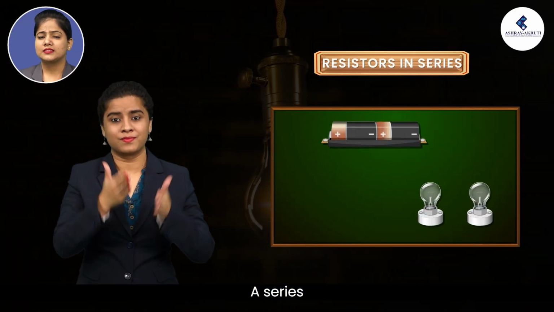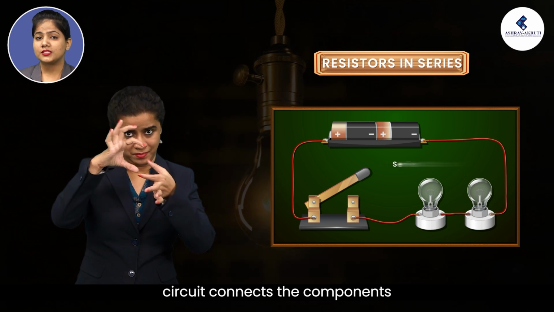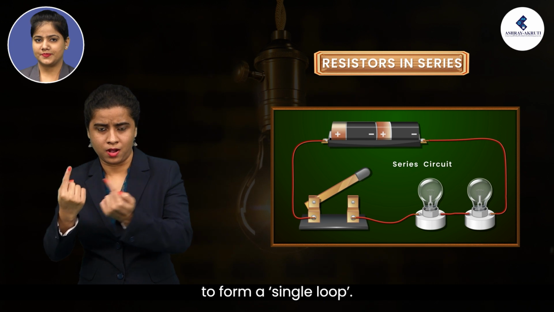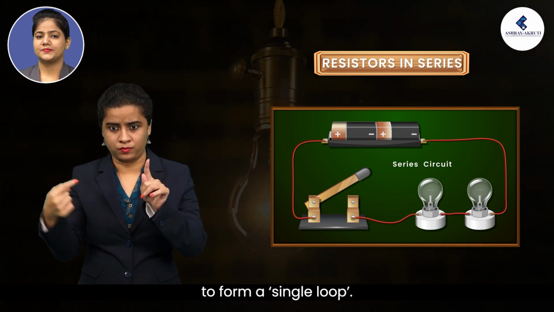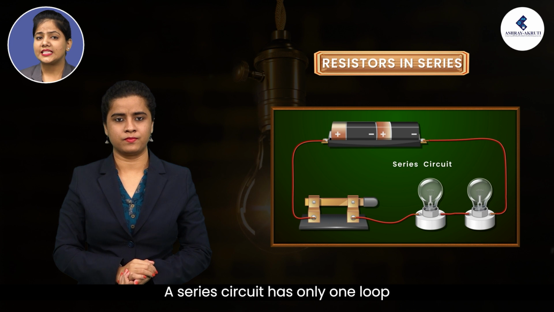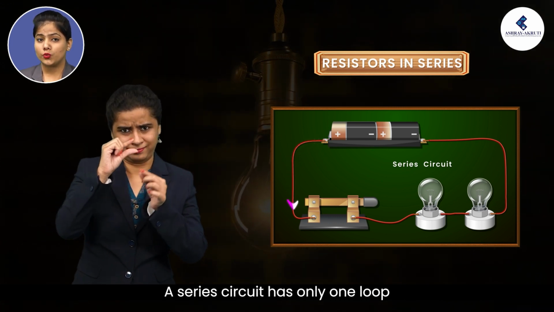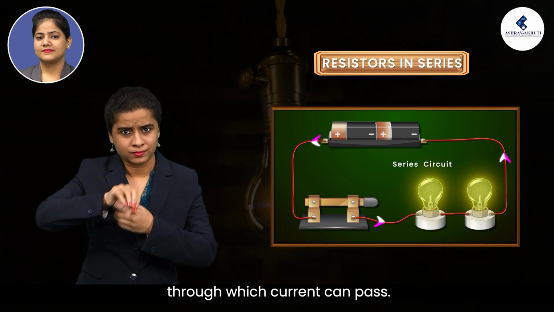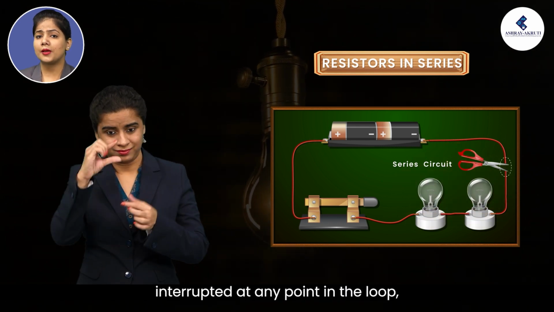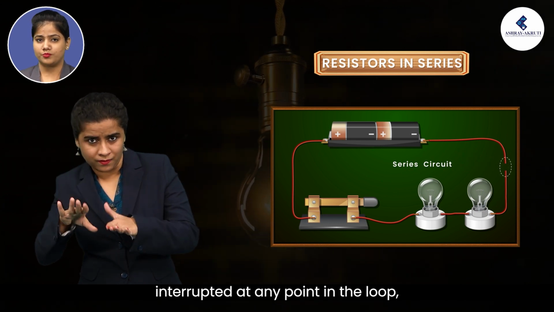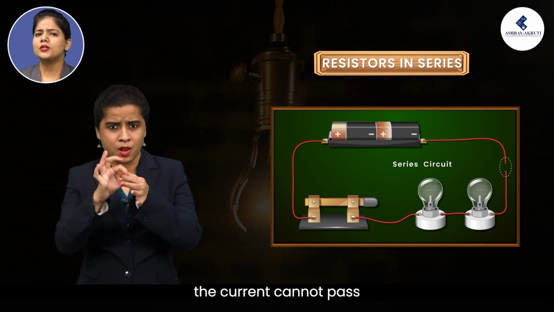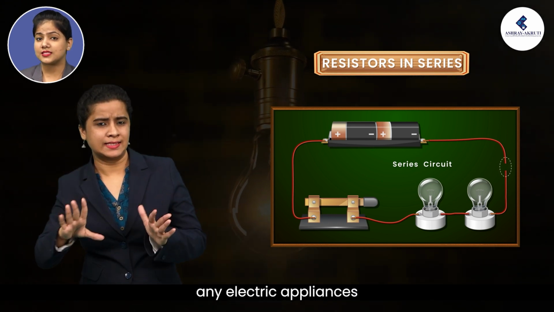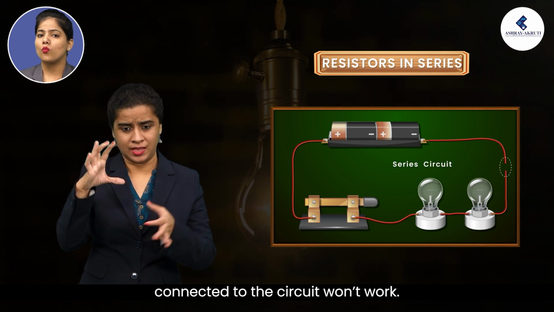A series circuit connects the components one after the other to form a single loop. A series circuit has only one loop through which current can pass. If the circuit is interrupted at any point in the loop, the current cannot pass through the circuit and hence any electric appliances connected to the circuit won't work.